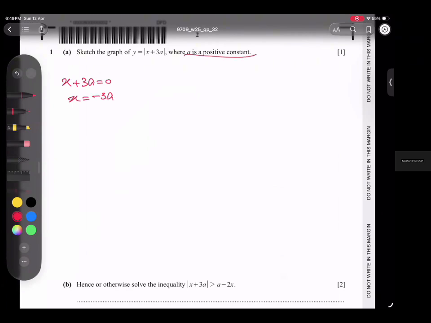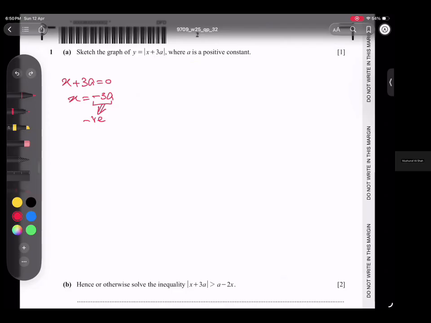And he said a is a positive constant. So if a is a positive constant, then positive into negative value is basically a negative value. How do I know it is a negative value? Reason: because he said a is a positive constant, so positive into negative will give you a negative value. So I think the idea is very clear.